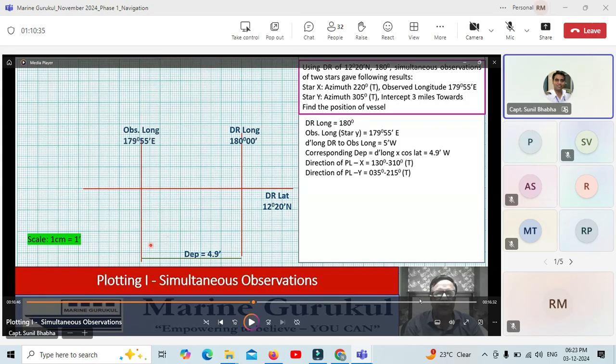No beta, with DR lat and observed long, you will not be able to plot the intercept site because intercept requires the DR position. So for intercept, we need the DR lat and DR long combination also.